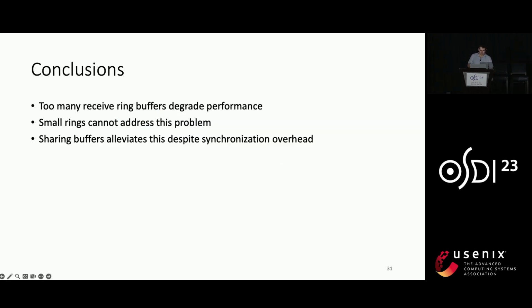In conclusion, too many receive ring buffers degrade application performance, and using small rings cannot address this problem. We show that sharing ring buffers solves this problem despite the synchronization overhead.